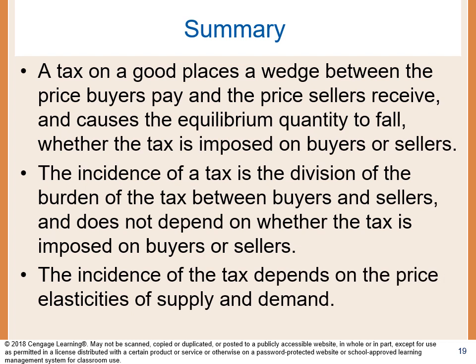So what did we learn? We learned that a tax on a good places a wedge between the price buyers pay and the price sellers receive, and causes the equilibrium quantity to fall. And this is regardless of whether the tax is imposed on buyers or sellers. And that's a very surprising result. The incidence of tax is the division of the burden of the tax between buyers and sellers, and it does not depend on whether the tax is imposed on buyers or sellers. However, the incidence of the tax does depend on the price elasticities of supply and demand. The side of the market that has the most inelastic curve is going to have the highest incidence of the tax.